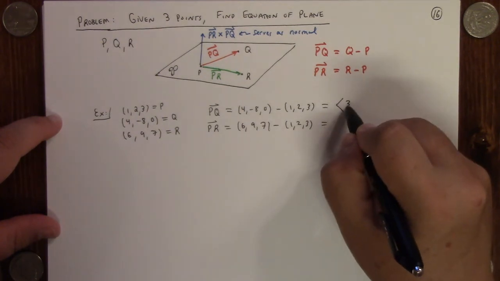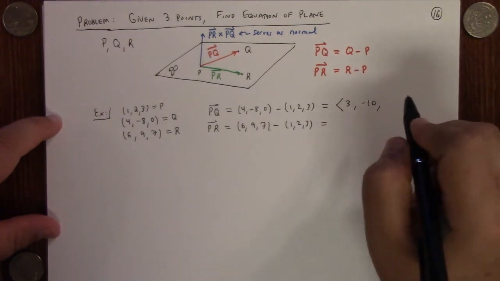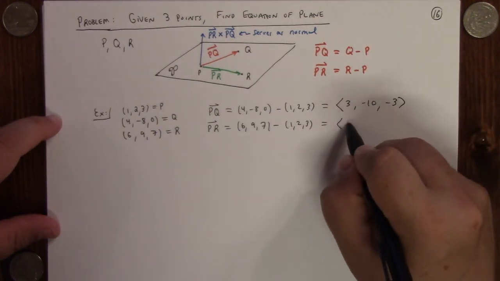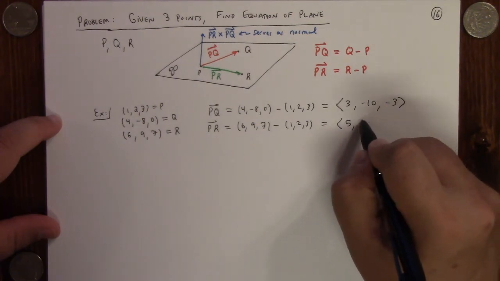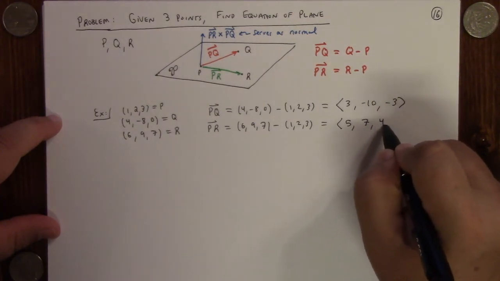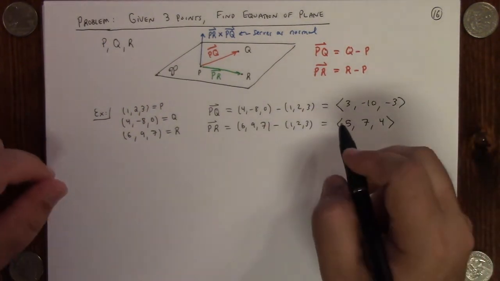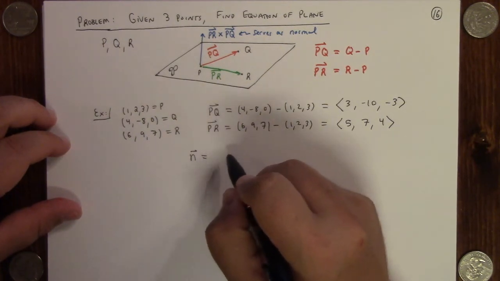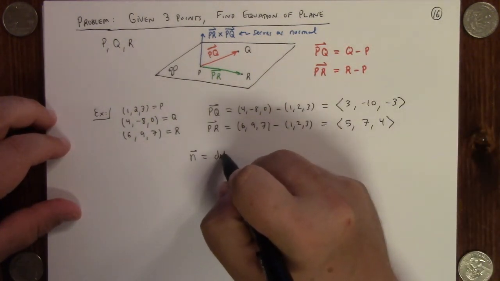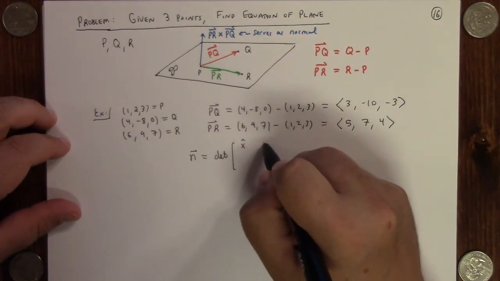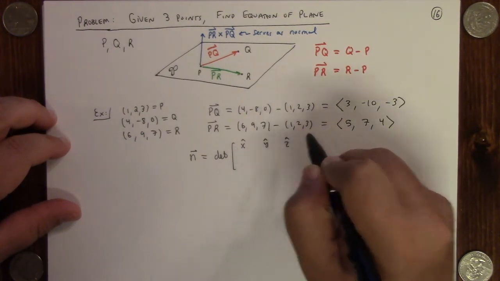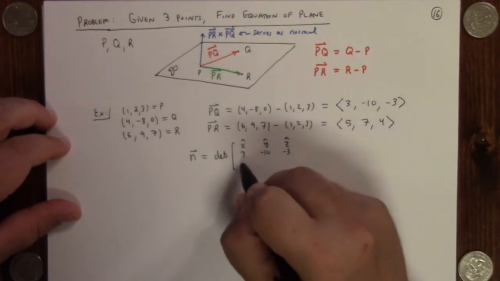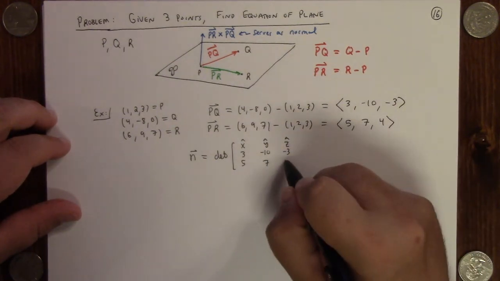4 minus 1 is 3. Minus 8 minus 2 is minus 10. 0 minus 3 is minus 3. 6 minus 1 is 5. 9 minus 2 is 7. 7 minus 3 is 4. Right? Now, the pesky thing here is we've got to calculate the normal as the cross product of those, so we can use the determinant of x hat, y hat, z hat. We've got a 3, minus 10, minus 3, a 5, a 7, a 4.